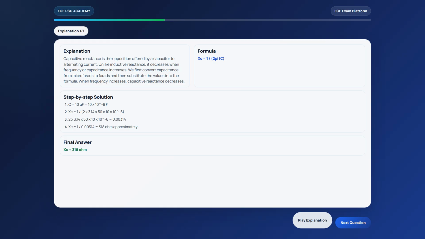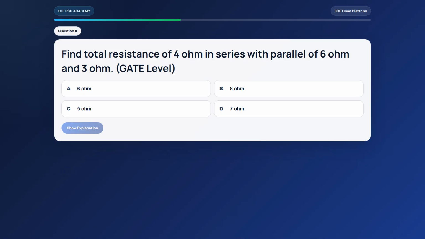Step 3. Calculate the denominator. 2 times 3.14 times 50 equals 314. Then 314 times 10 times 10 to the power of negative 6 equals 0.00314. Step 4. Divide 1 by 0.00314 to get approximately 318.5 ohms, which we round.